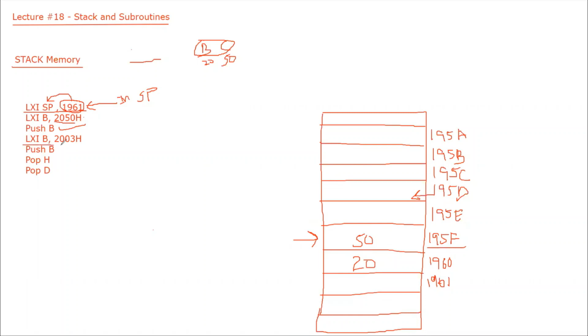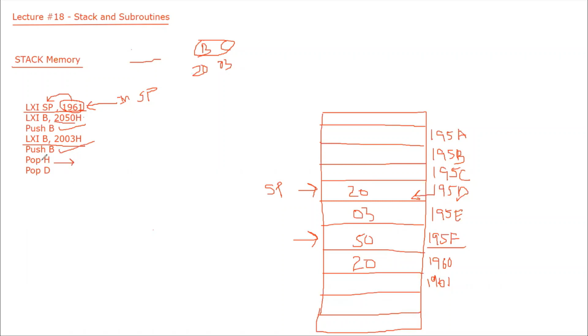Now I am moving this data into the BC pair. So now in BC, instead of 2050, we have 2003. Again, I am doing push B. Push means decrement this by 2, 1 and 2. It will go here. Here we will have the lower order byte and here we will have the higher order byte. So now our stack pointer is here. After executing this instruction, now we have this.